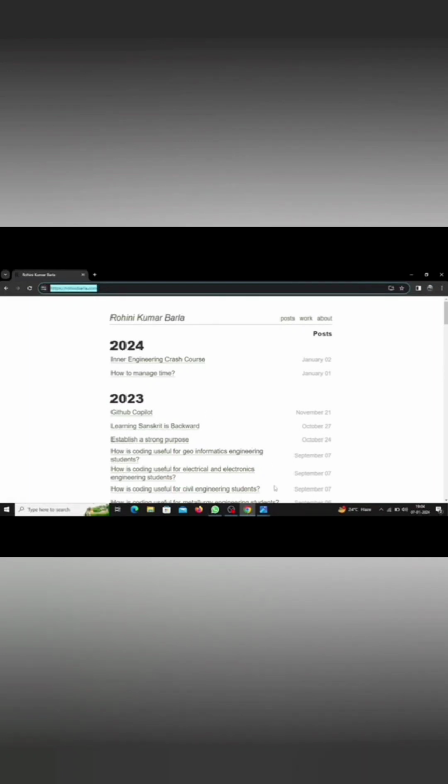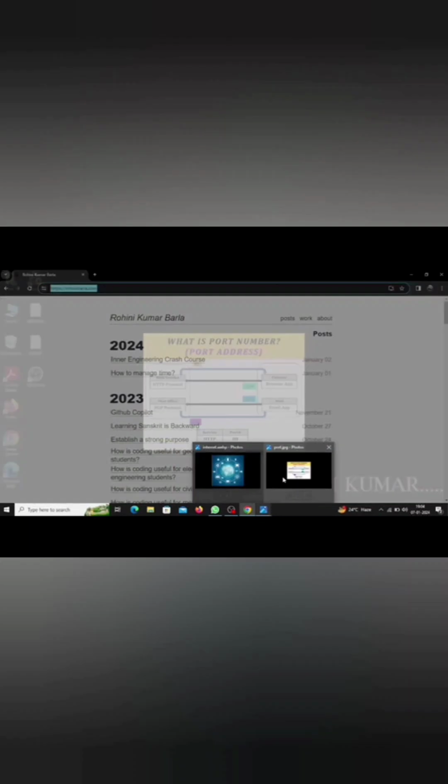And now let's talk about the port. In computing, a port is like a door or gateway used by programs and devices to communicate with each other over a network. Each application or service running on a computer uses a specific port to send and receive data. Ports are numbered and help direct incoming data to the right place on a device.